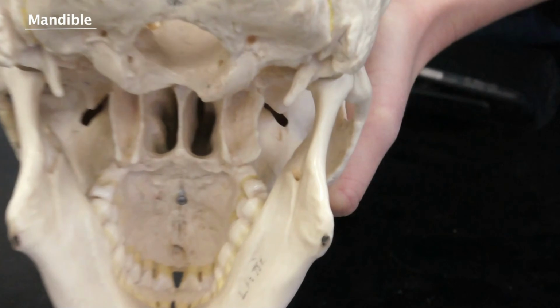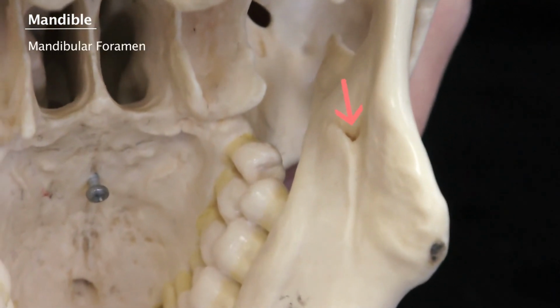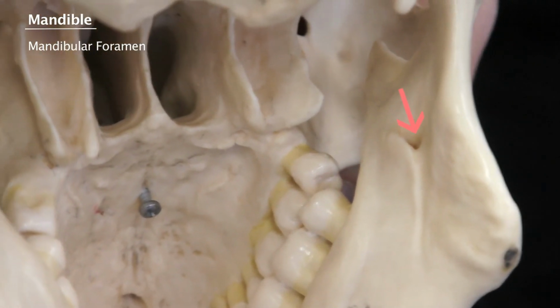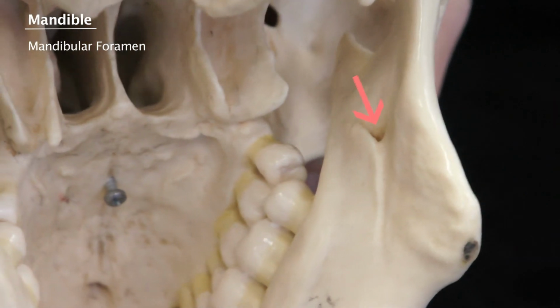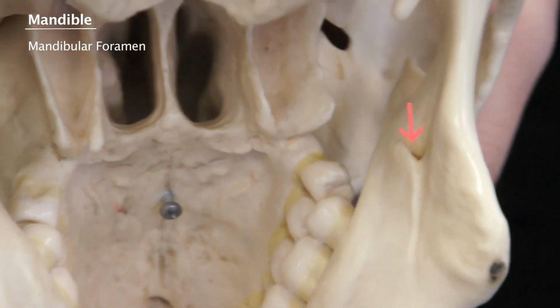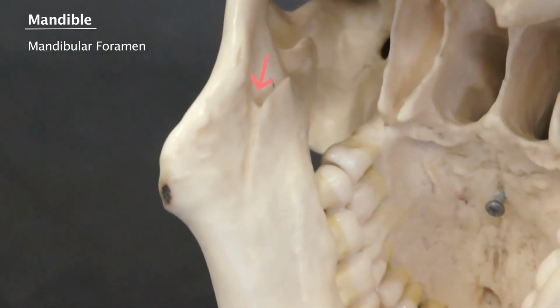If you look at the lower jaw, you will see the mandibular foramen on the ramus. The mandibular foramen is important for nerves to pass through for tooth sensation.